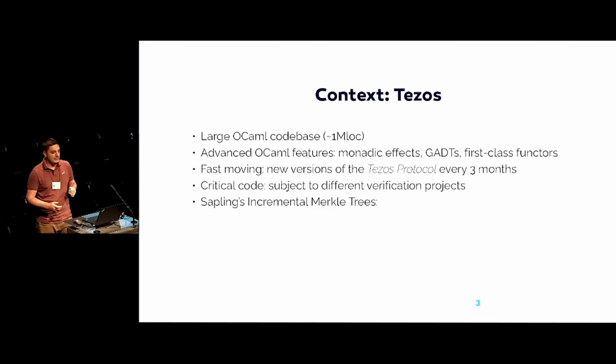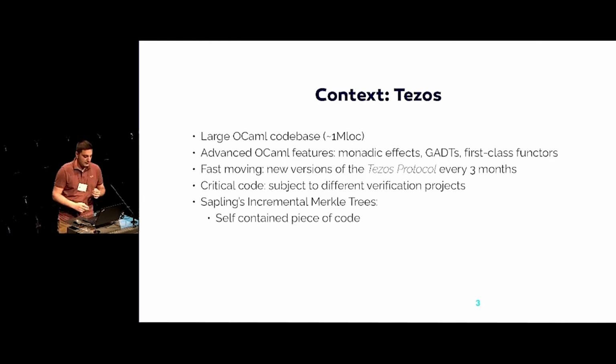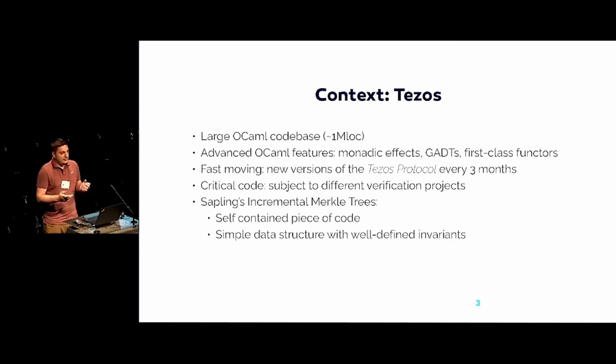In particular, I was tasked with doing verification of the incremental Merkle tree data structure, which is part of the sapling component of Tezos. This seemed a nice target for verification because it's quite a self-contained piece of code, only relying on some well-specified cryptographic primitives. And because it's a simple data structure with some clear invariants, though the fact that these are preserved by the implementation wasn't trivial.